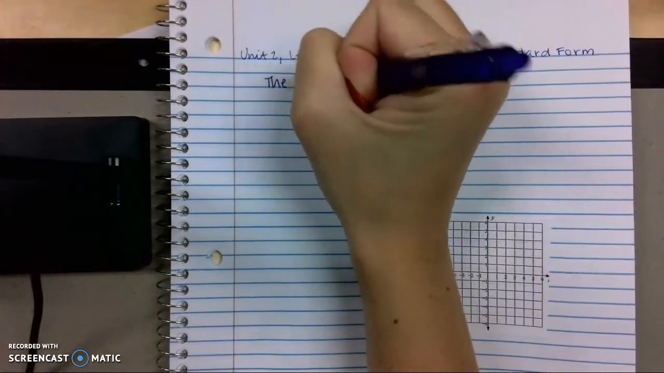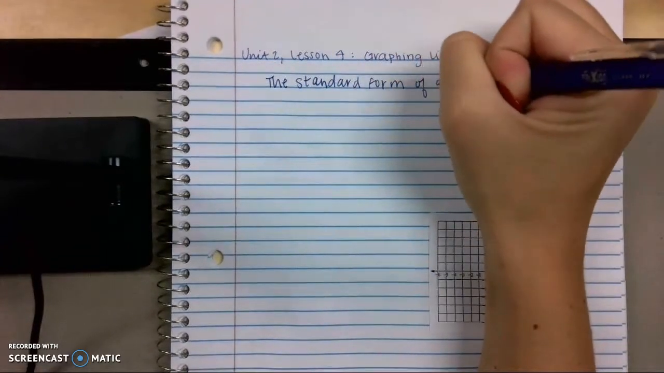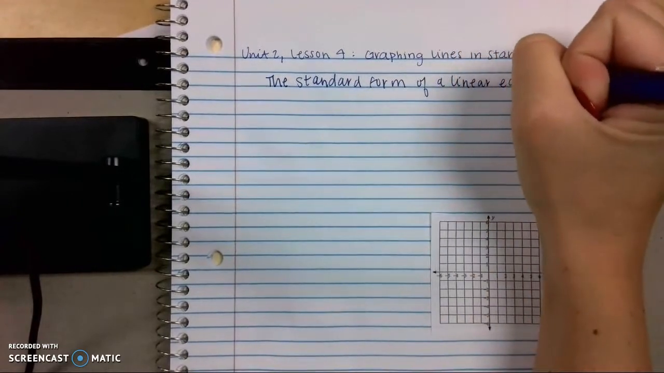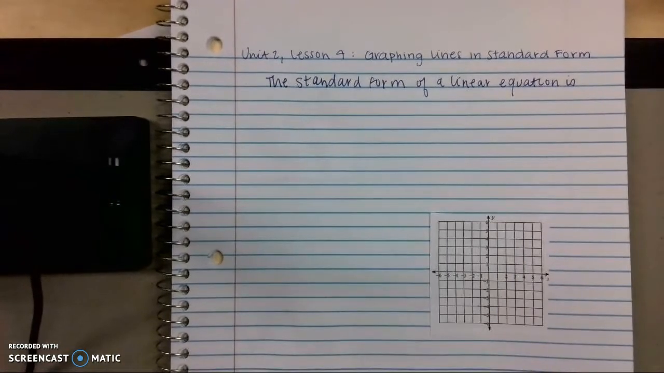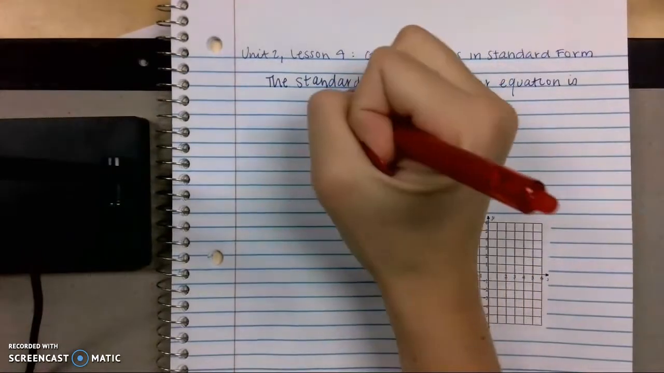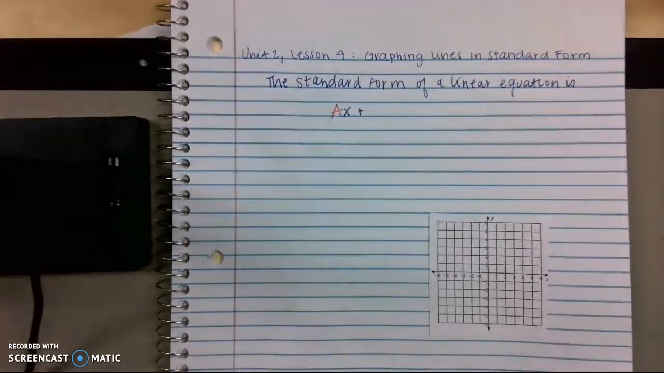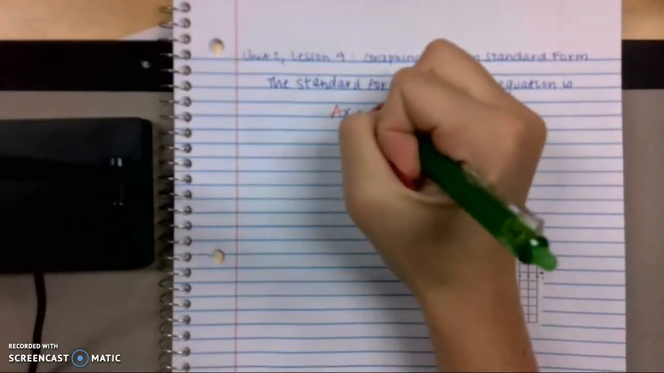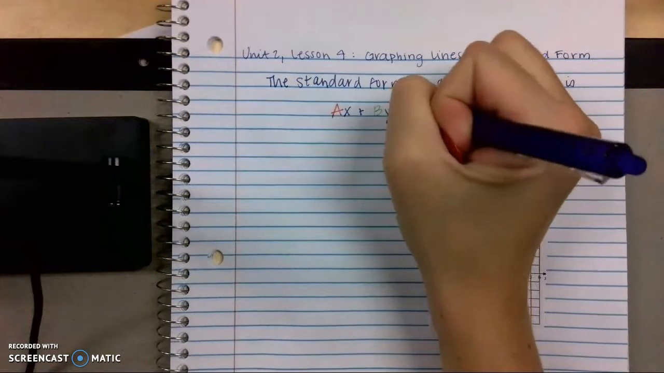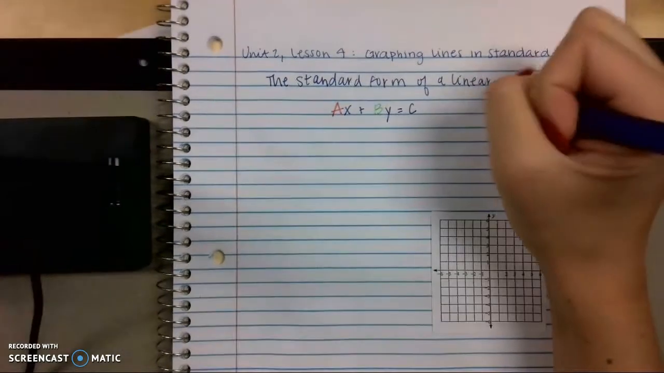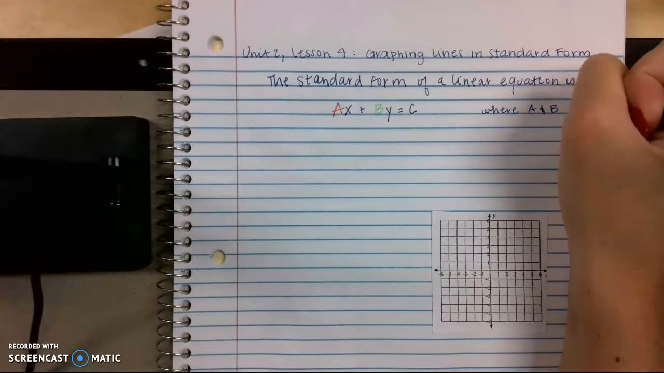The standard form of a linear equation is, I'm going to break out some different colors here, ax plus by is equal to c, where a and b are not 0.